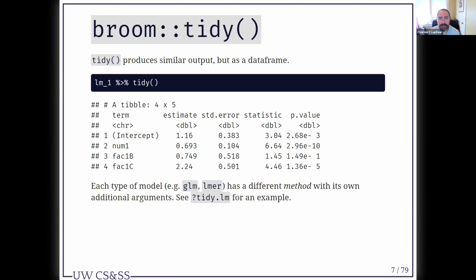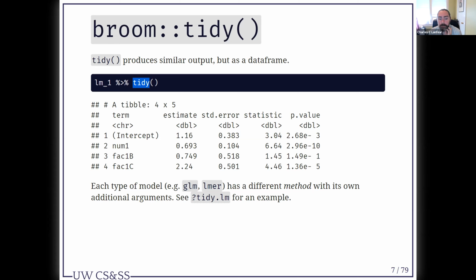You have to tell it to give you things like posterior modes and stuff like that. Anyway, the thing about Broom is it supports a ton of different model types, and every one of those models has a slightly different method. If you'd like to know how to run tidy for a given model you want to work with, you don't just do ?tidy. You'll do something like ?tidy.lm, and that will give you the help file for tidy specific to linear model objects.